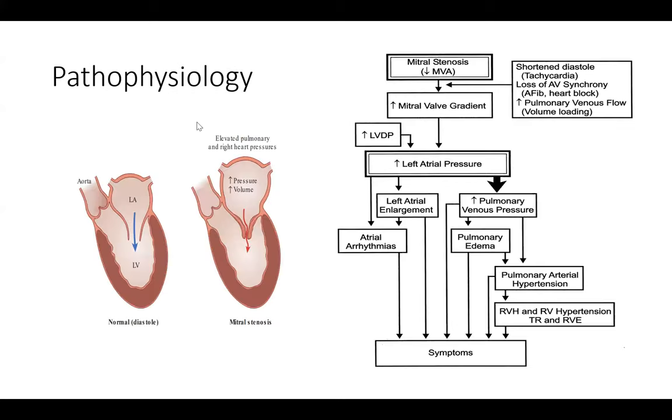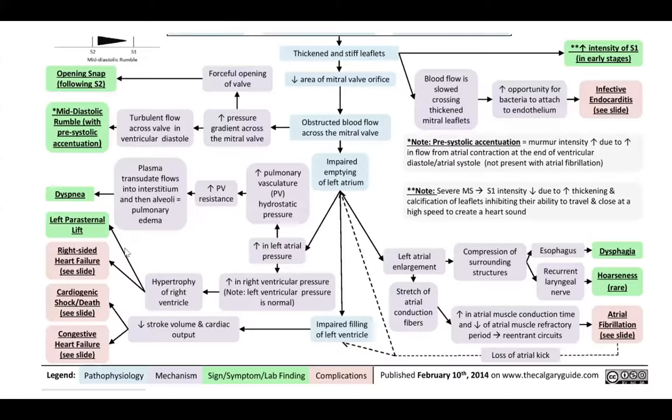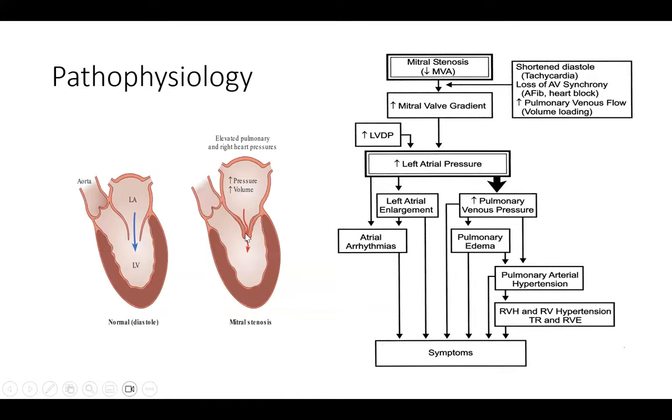So what does that lead to if you have a narrowed mitral valve orifice? What if the pressure rises? On a normal mitral valve, we have free flow, no pressure gradient, nothing. When it narrows, we have increased pressure, we have increased volume, and the left atrium starts to dilate. We have turbulent blood flow.